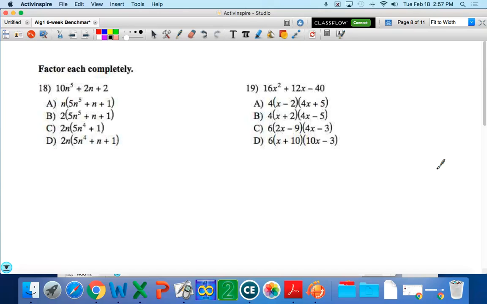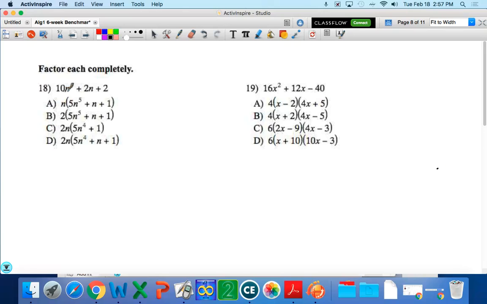But we start off the same. We want to get it in standard form, meaning the trinomial is in order. There's a 0 on the other side if there is a 0. And then we want to try to factor out a GCF if we can, because it makes the problem easier.